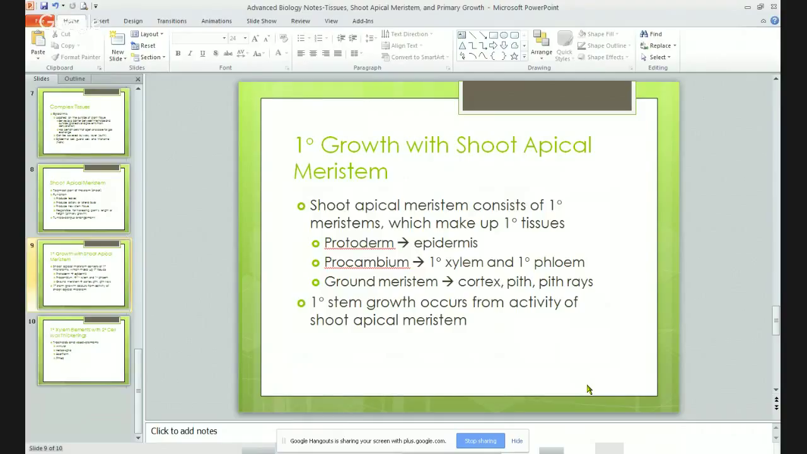Your procambium is your other primary meristem, and it's going to make your vascular tissue, your primary xylem and your primary phloem. Remember, those are complex tissues, just like your epidermis, made up of several different things. Your ground meristem is your last primary meristem, and it's going to make up your cortex, pith, and pith rays. And we haven't really talked about those yet.